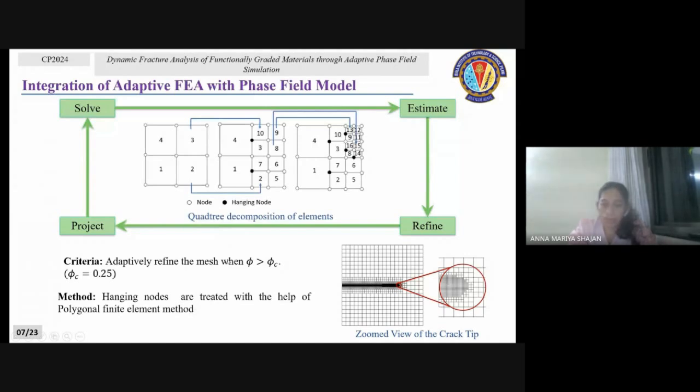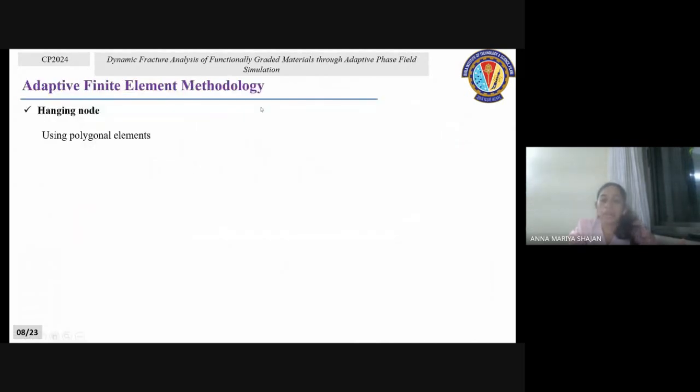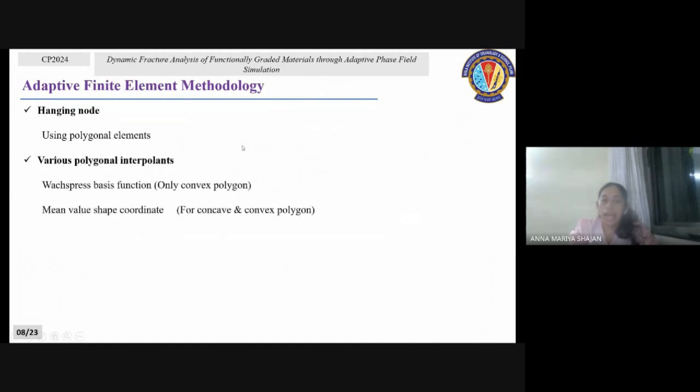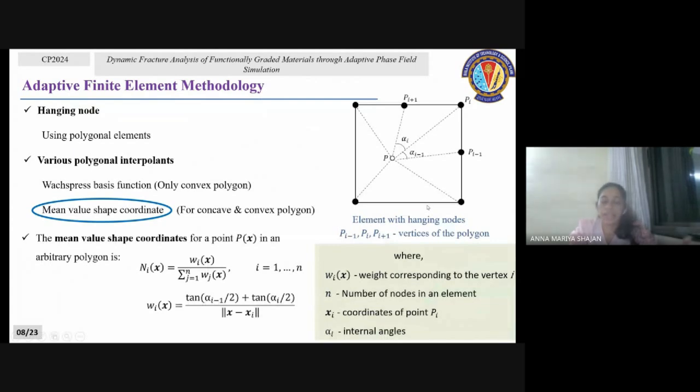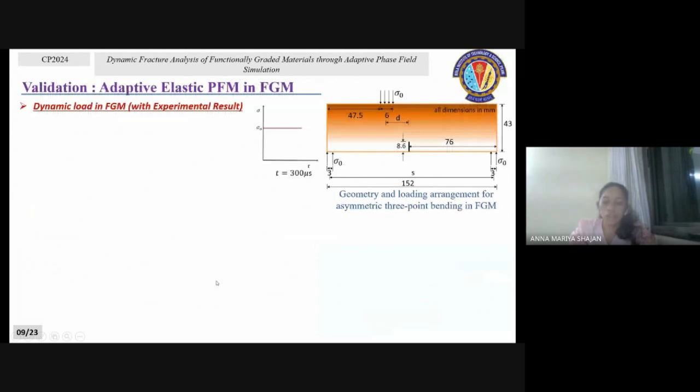To accommodate the hanging nodes, we will use the polygonal finite element, meaning each element we will treat as a polygonal element. And different kinds of polygonal interpolants are there: Wachspress, mean value, Laplace, and all those things. In this study, I have used the mean value shape function because it can be used for both concave as well as convex polygons. So this figure shows a polygonal element with the hanging nodes, and here this shows the equation for the mean value shape function.